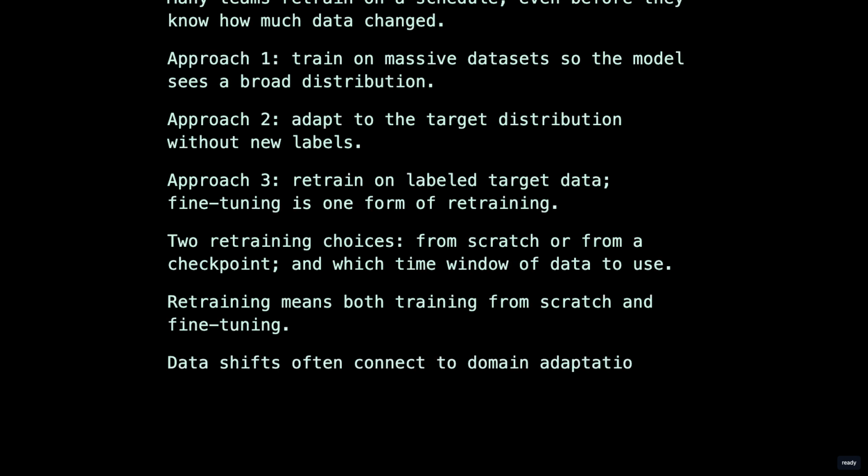Data shift has close neighbors in the literature. If you think of a distribution as a domain, then adapting across shifts looks very much like domain adaptation, because the core problem is learning to handle a different data environment.